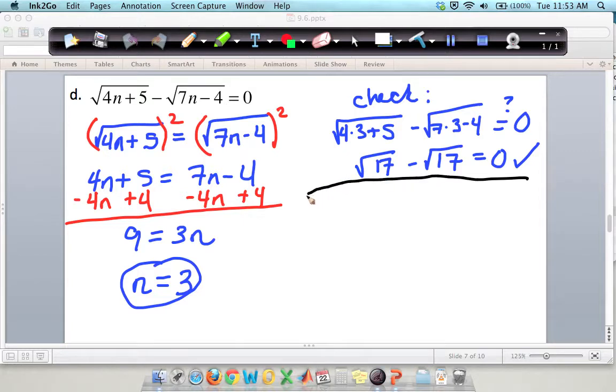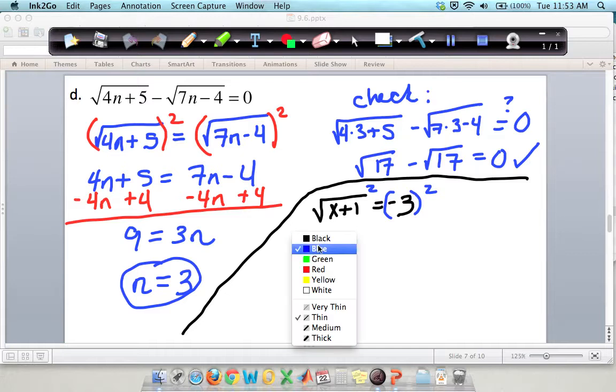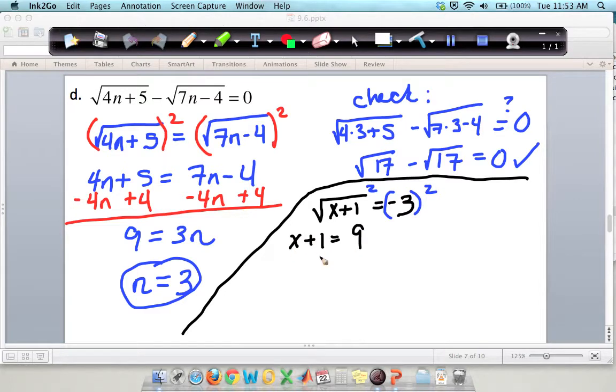Okay, so let me show you a really easy example where something might not check. Let's say I had the square root of x plus 1 equals negative 3. I'll come back and show you right away that this isn't going to work. Let's just say I went ahead and did all the steps, so I squared both sides. Square root and squared cancel. I have x plus 1 equals negative 3 squared, which is 9. Subtract 1 from both sides and you get x equals 8.